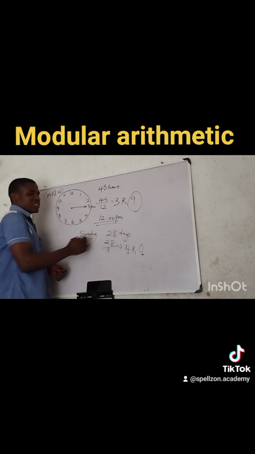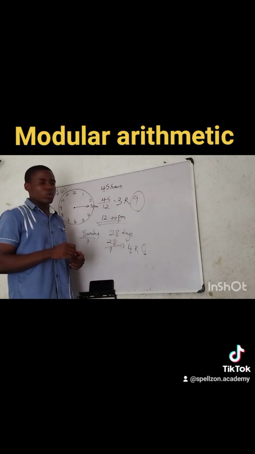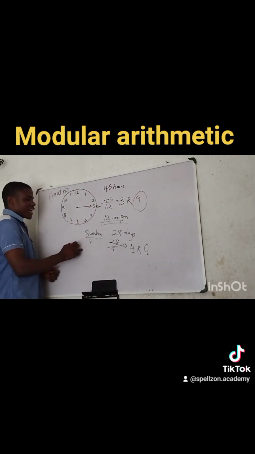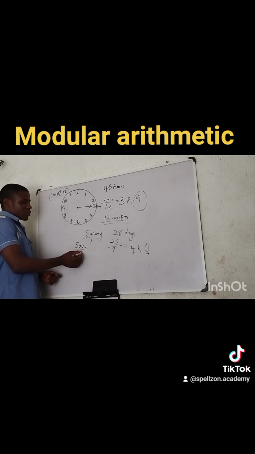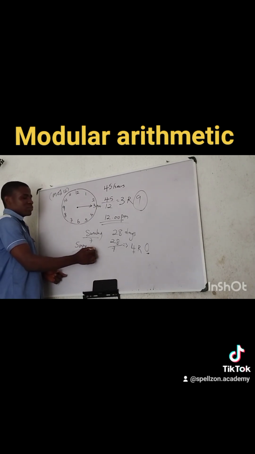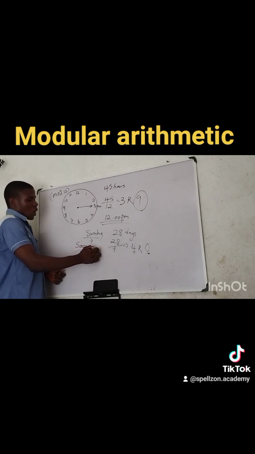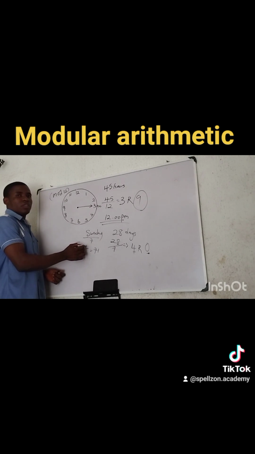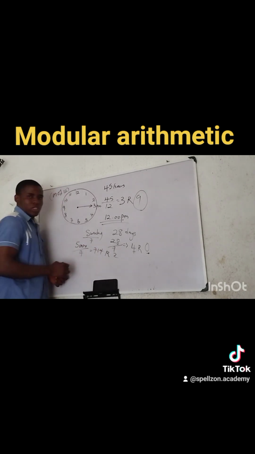Now, let's say the next 5,000 days from today, what will it be? We simply do 5,000, the number of days they've asked us, over the modulo we are working with, which is 7 days of the week. So 5,000 divided by 7. 7 divides 50 to give 7, remainder 1. 7 divides 10 to give 1, remainder 3. 7 divides 30 to give 4, remainder 2. So what does it tell me?